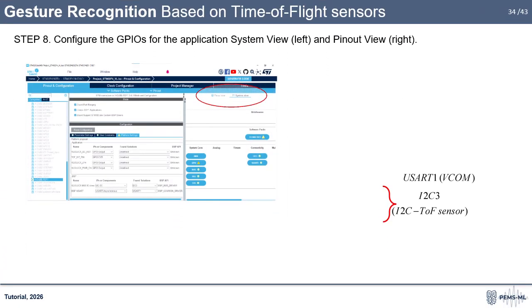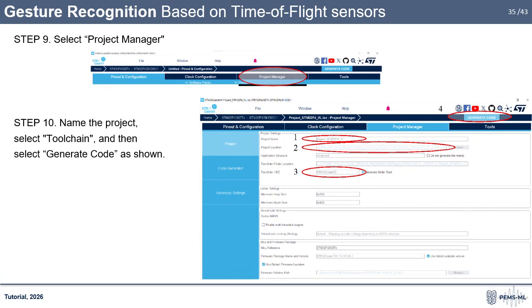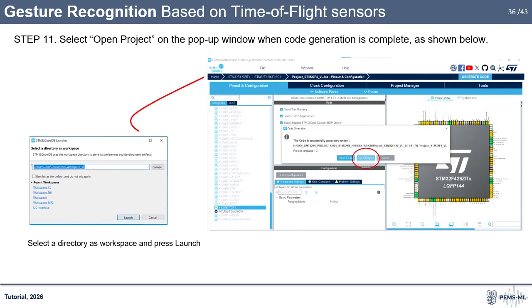Step 8. Configure the GPIOs for the application system view, shown left, and pinout view, shown right. Step 9. Select Project Manager. Step 10. Name the project, select Toolchain, and then select Generate Code. Step 11. Select Open Project on the pop-up window when code generation is complete. Select the directory as Workspace and press Launch.